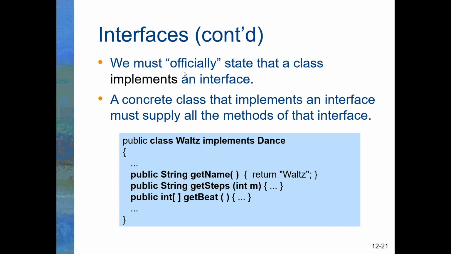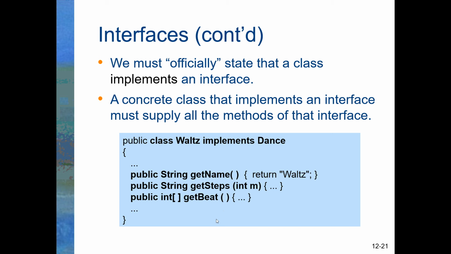Now we must officially state that a class implements an interface. Before, we said we extend an object; down here I'm going to implement. So when I say public class Waltz implements Dance, that means my Waltz class has to actually create the methods that Dance said I had to create. So again, it says here, a concrete class that implements an interface must implement all the methods of that interface.